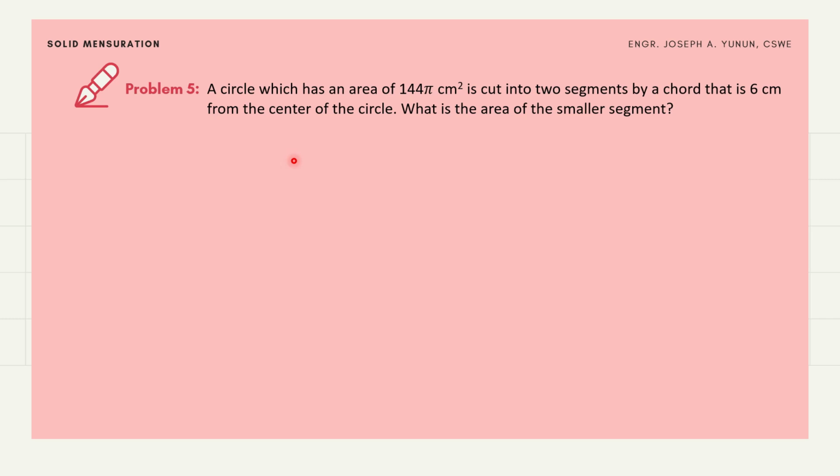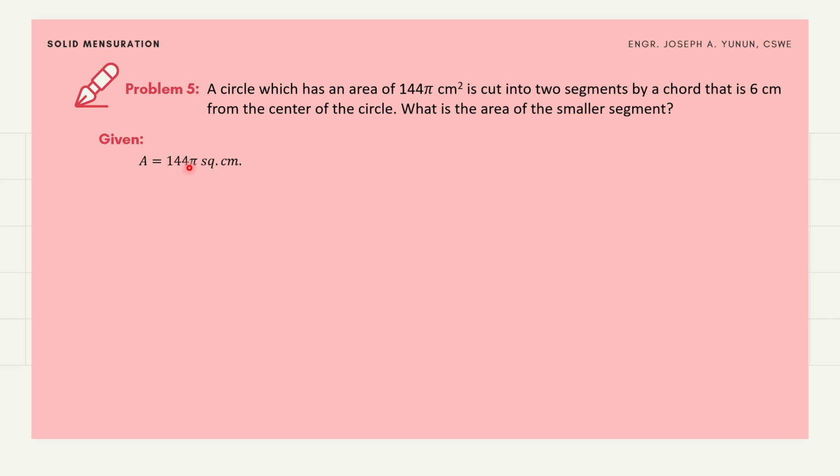Now, a circle has an area of 144 pi square centimeters. The circle is cut into two segments by a chord that is 6 centimeters from the center of the circle. What is the area of the smaller segment? Take note, if a chord is drawn on a circle, you always have two segments, the major and the minor, which are the bigger and the smaller segments. Based on the given, you have the area of the circle, 144 pi square centimeters, and a chord that is 6 centimeters from the center of the circle.